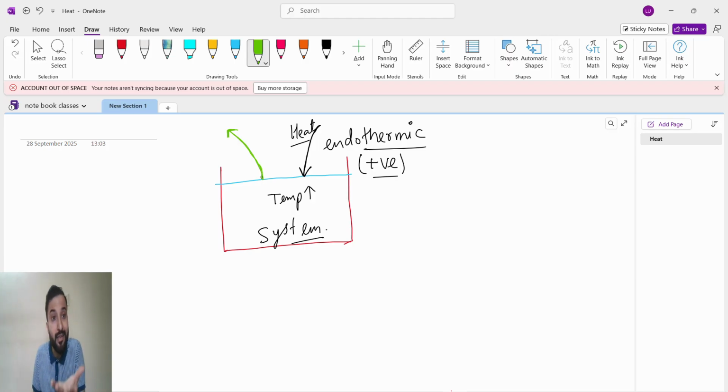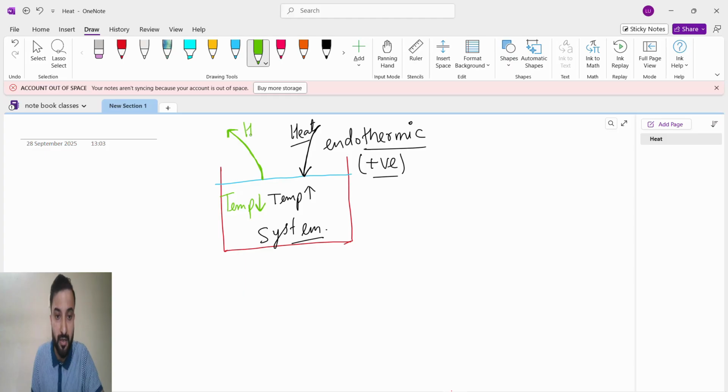Okay, so the next thing is what? Heat is released from the system. Guys, if heat is releasing from the system, what will happen? The temperature of the system will decrease. Why? Because heat is released from the system. And where is it going? We don't know, we don't care about that. We just have to see whether the system is absorbing the heat or releasing the heat.